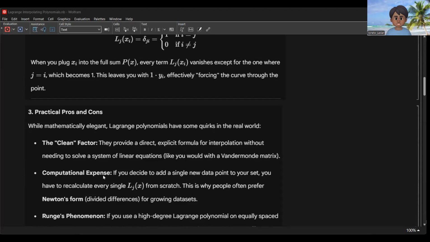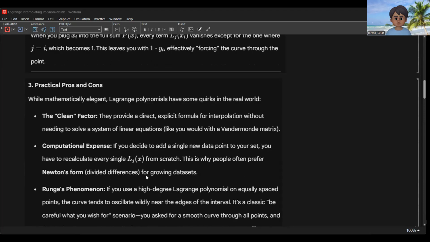You have the computational expense. If you decide to add a single new data point to your set, you have to recalculate every single l sub j from scratch. This is why people often prefer Newton's form, divided differences, for growing data sets. Although this Newton's form is similar to the Lagrange interpolating polynomial, you can arrive at the same answer here by using Newton's form.